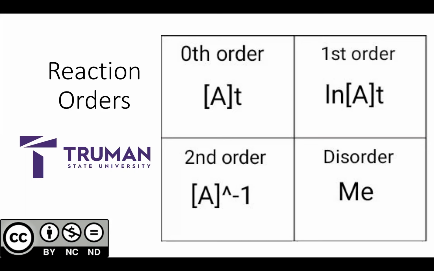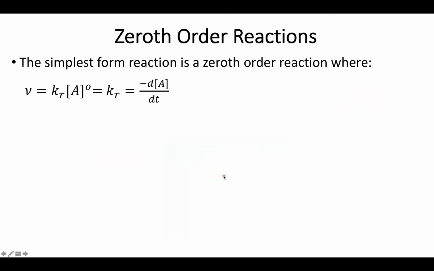So let's go ahead and focus in on three of the most common kinetic forms: zeroth order, first order, and second order. So the simplest form of a reaction is a zeroth order system. So this is going to be a system at which the rate is determined by a constant value and the concentration of the reactant to the zeroth power, which means that any concentration to the zeroth power is just one. In other words, the rate is constant.